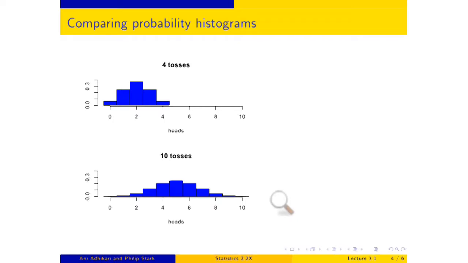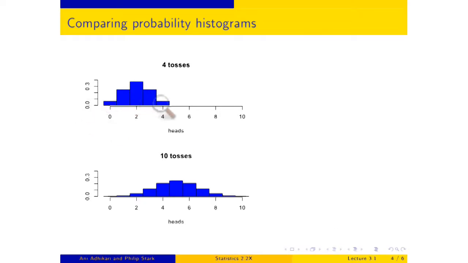Take a look at what's happened to the histogram. The chance of 5 heads, exactly half, is just under a quarter. It's just under 25%. It's gone down. The central bar has become shorter. Now, why is that? Well, let's take a look here.